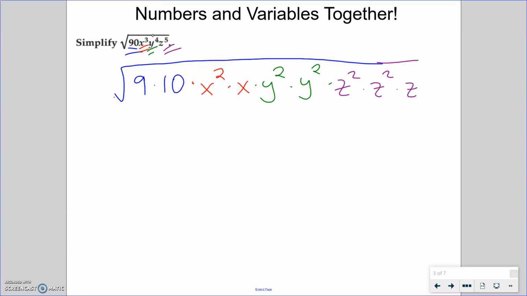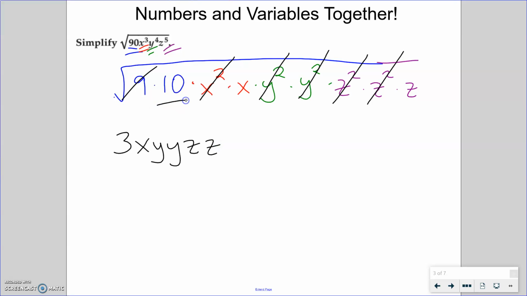root of. So square root of 9 is 3. I don't know what square root of 10 is, so I leave it put. Square root of x squared is x. Don't know square root of x. Square root of y squared is y. Square root of y squared is y. Square root of z squared is z. Square root of z squared is z. And I don't know what the square root of z is.